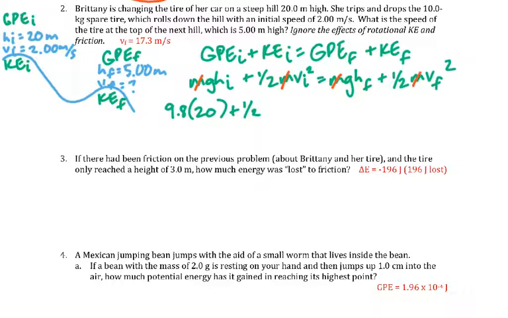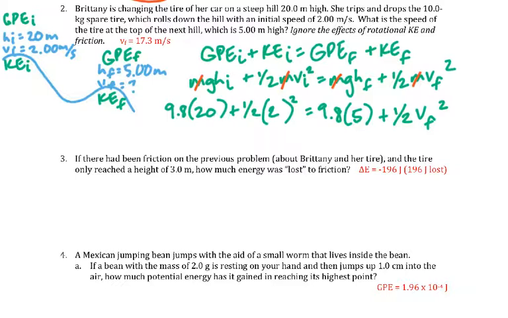Okay, so I have 9.8 times 20 plus 1/2 times 2 meters per second, and I need to square that, equal to 9.8 times 5 meters plus 1/2 times an unknown final velocity squared.